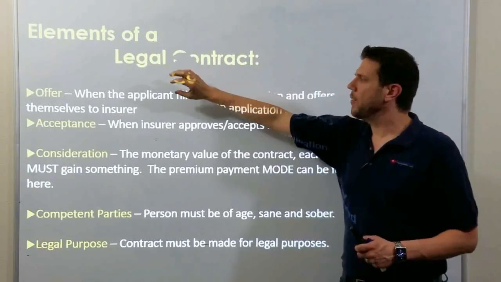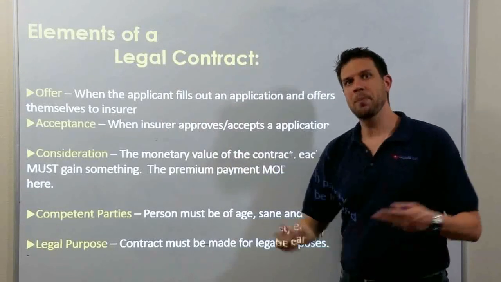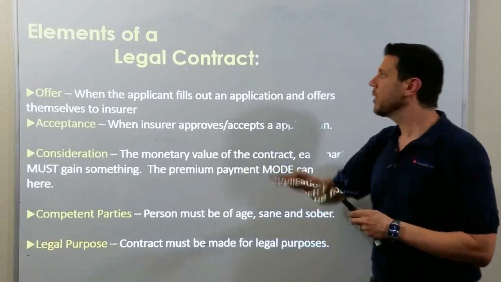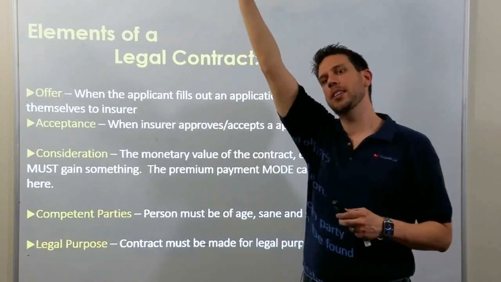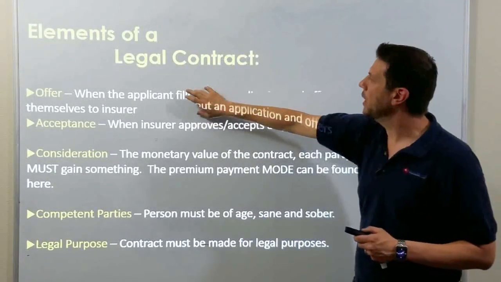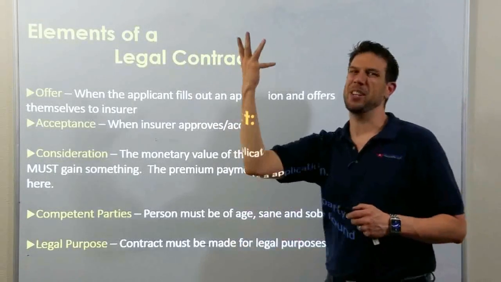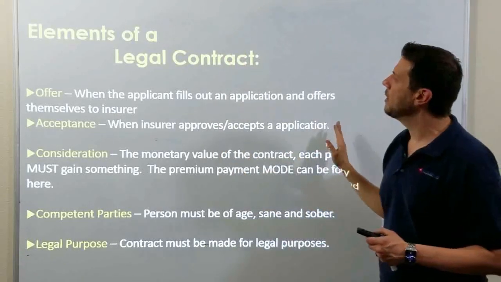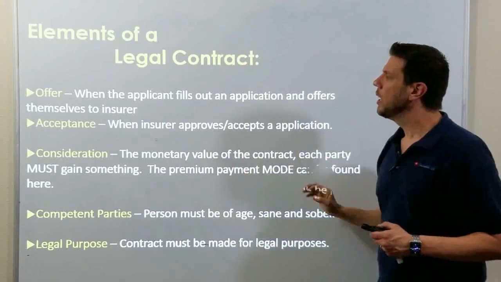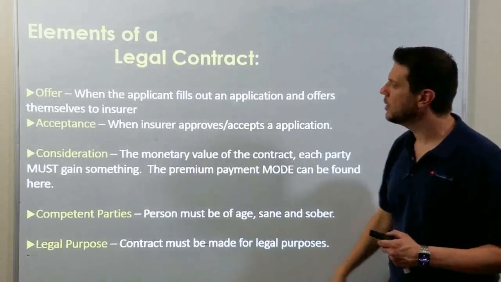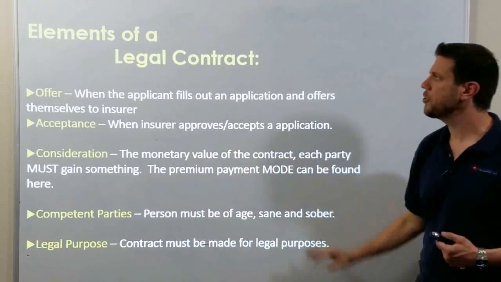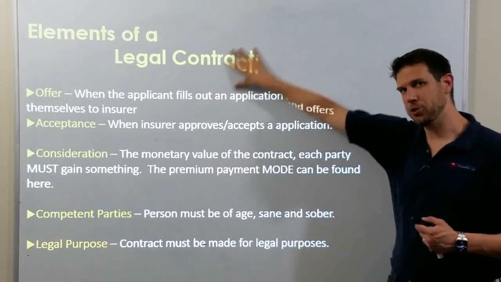All contracts also have to have offer and acceptance, meaning you have to agree. The customer, the applicant, offers themselves up to the insurance company by filling out their application. They say, please take me. The insurance company then decides whether to accept you. Then you exchange your money. Then everybody makes sure you're not crazy. And then we make sure that it's a legal contract. Therefore, we've met all 4 metrics.